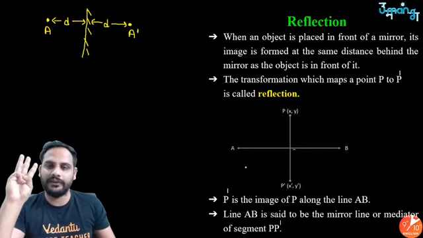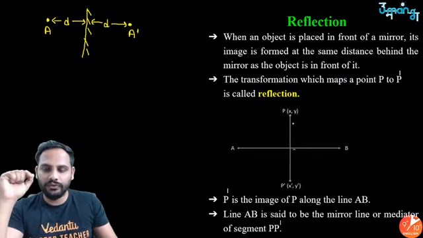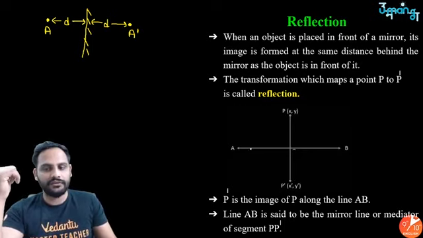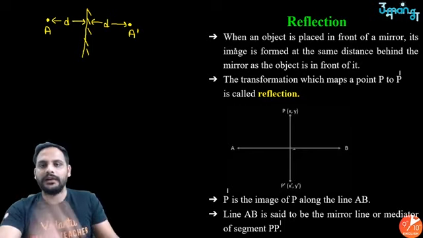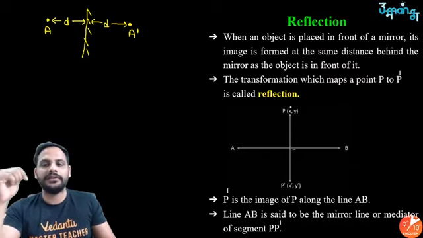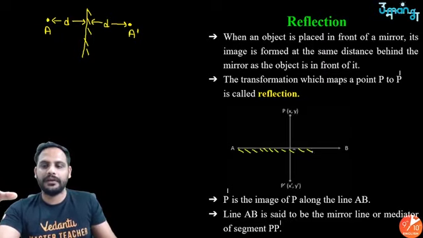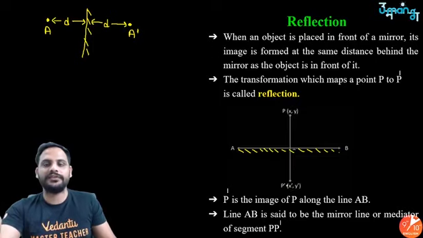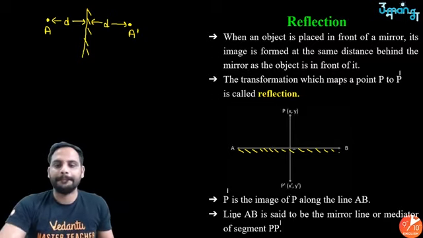We do three types of reflection: reflection through y-axis, reflection through x-axis and reflection through origin, right? So the transformation which maps the point P to P1 is called reflection. That means suppose this line AB is our mirror. We are looking at the image of P. So P's image will be P dash, whose coordinates are x dash, y dash. So from P to P dash, this is called reflection. The line AB will be the mirror, and P dash will be the image of P.